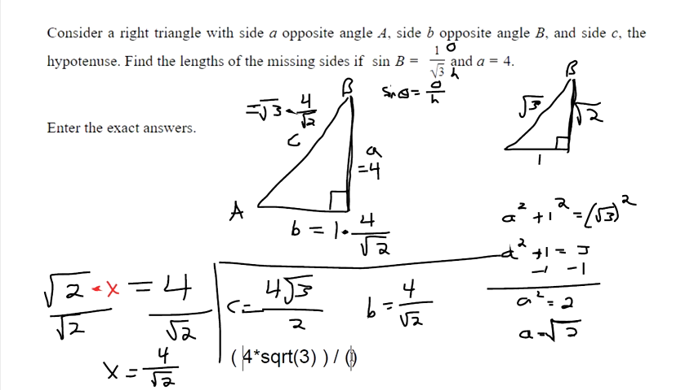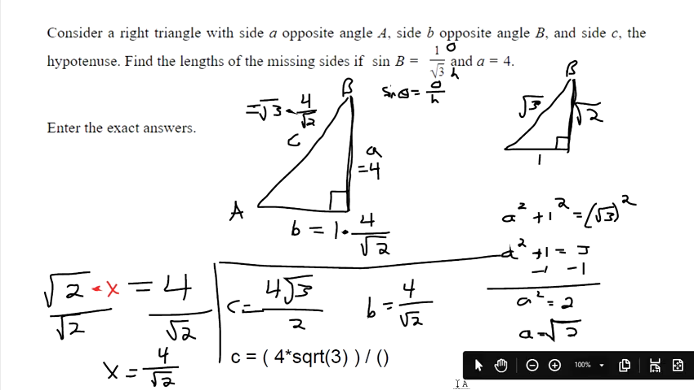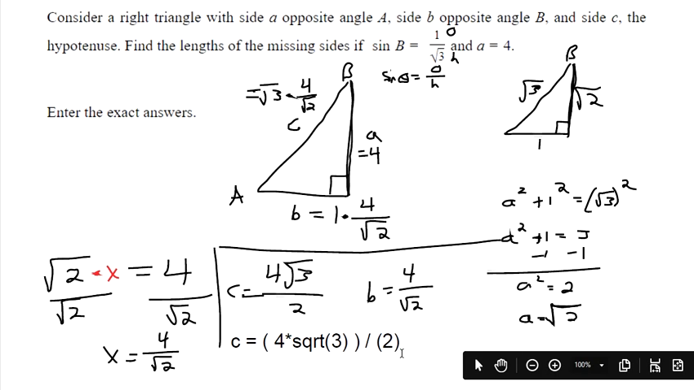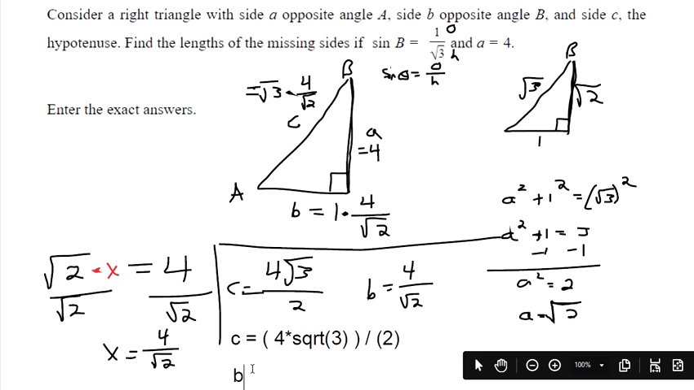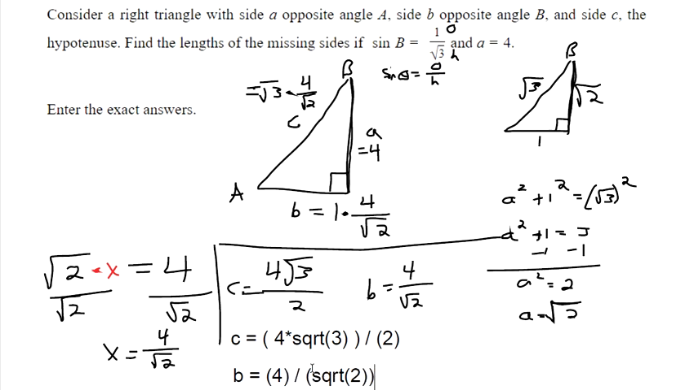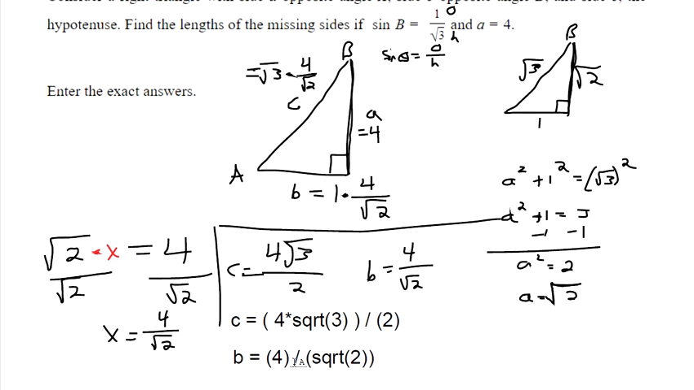And then, this is all for c, I should make a note of that. A 2 in the denominator for c. And then we're trying to solve for b. b is 4 in the numerator, divided by square root of 2 in the denominator. Okay.